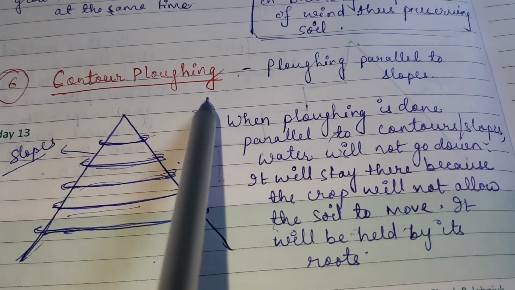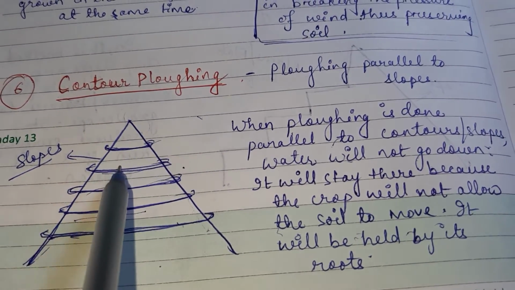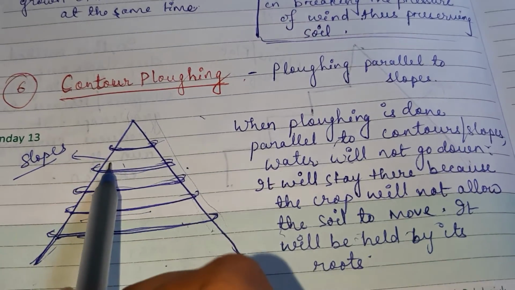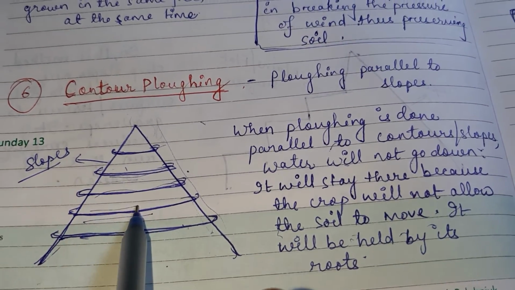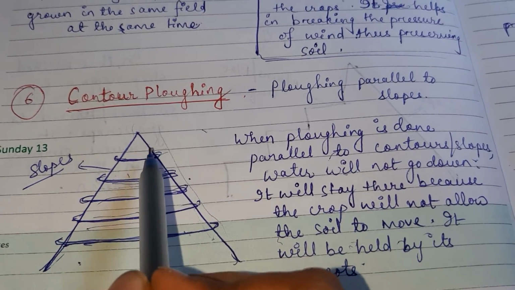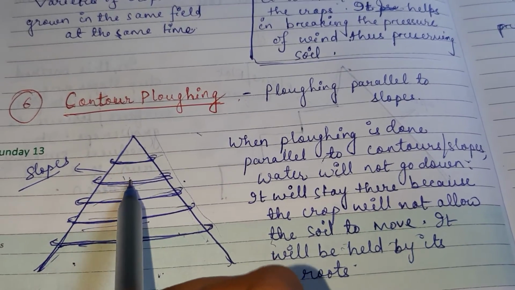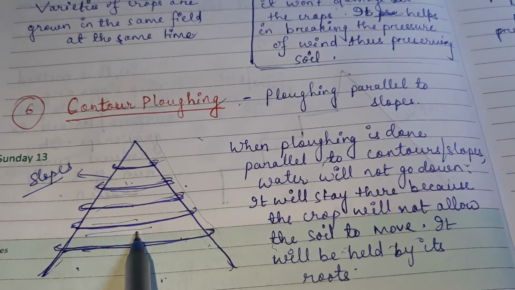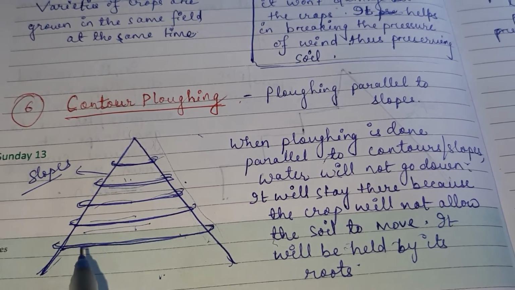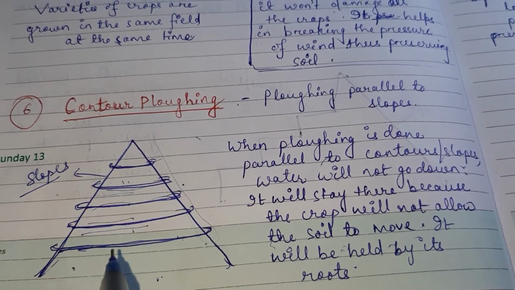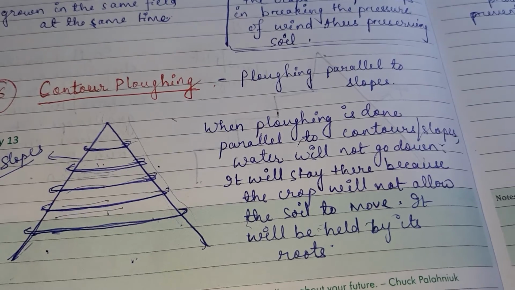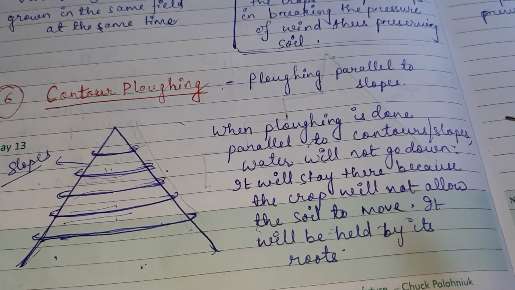Next is contour plowing, that is, plowing parallel to the slopes. So this is your slope and plowing is done parallel to it. When plowing is done parallel to the slopes, the water will not go down, it will stay there, and the crop will not allow the soil to move. It will be held by its roots, thus protecting the soil and preventing soil erosion.